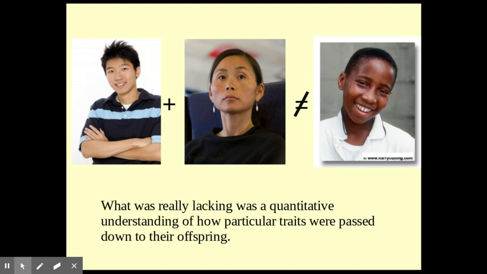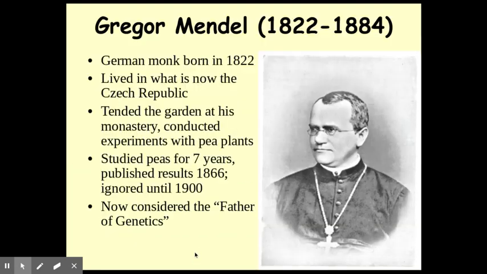So as we've progressed, we basically have figured out how traits get passed down from parent to offspring. And sometimes you have a situation where you have more characteristics of your mom or more characteristics show up from your dad. And then sometimes there's a combination of the two.